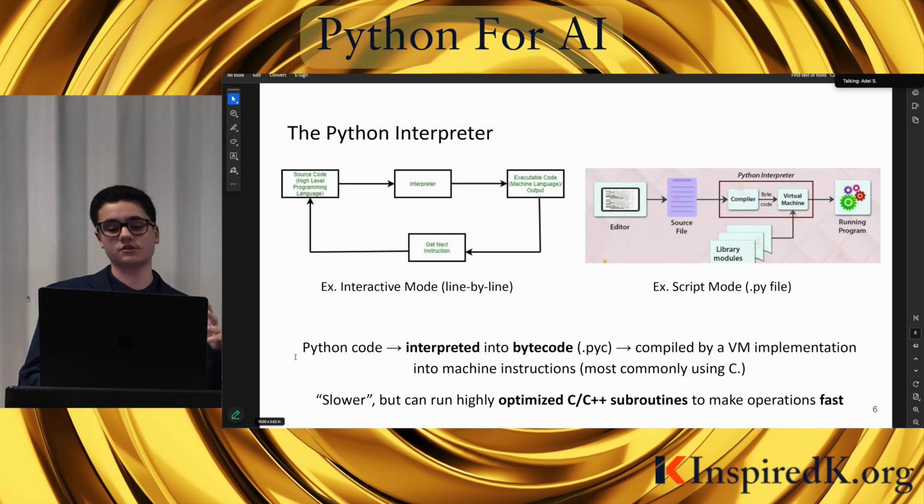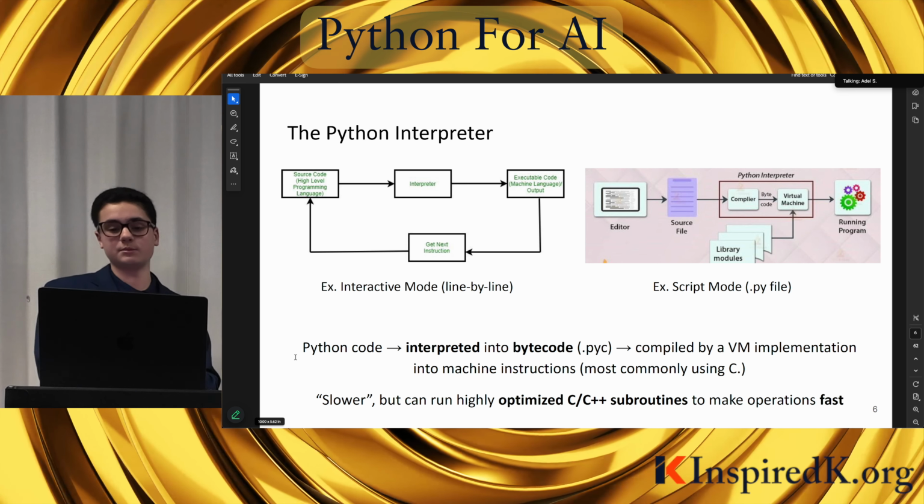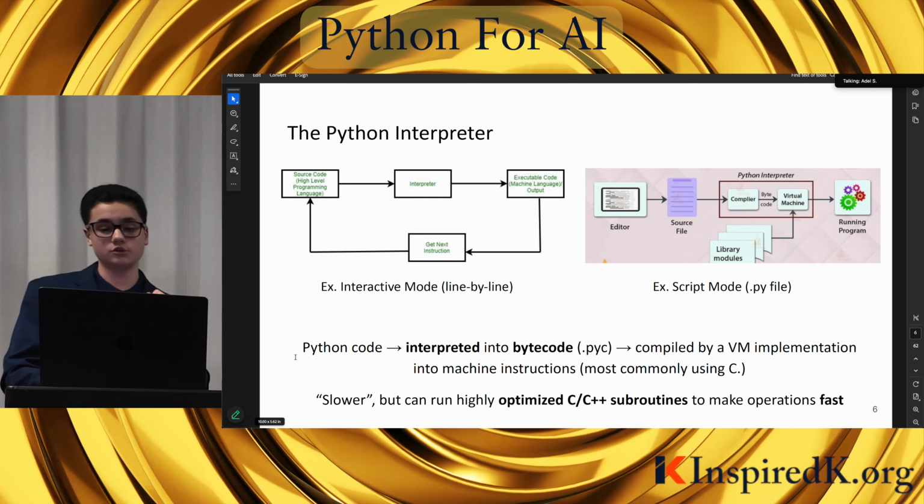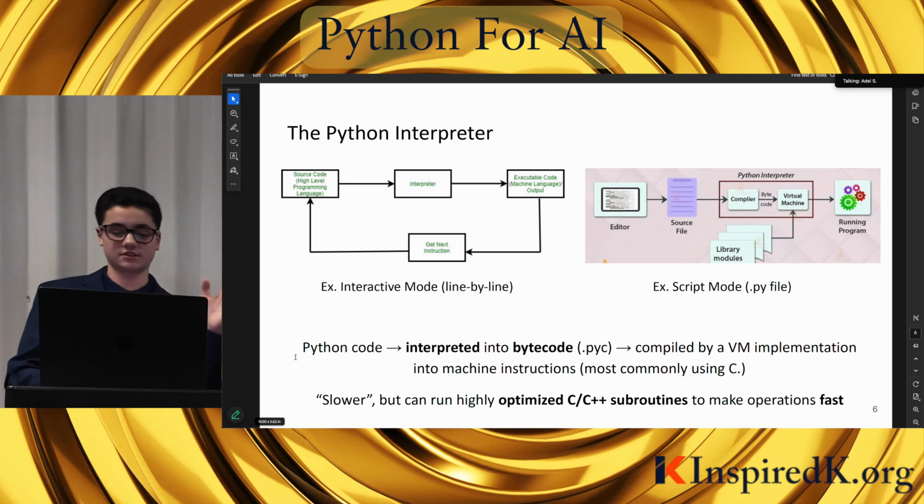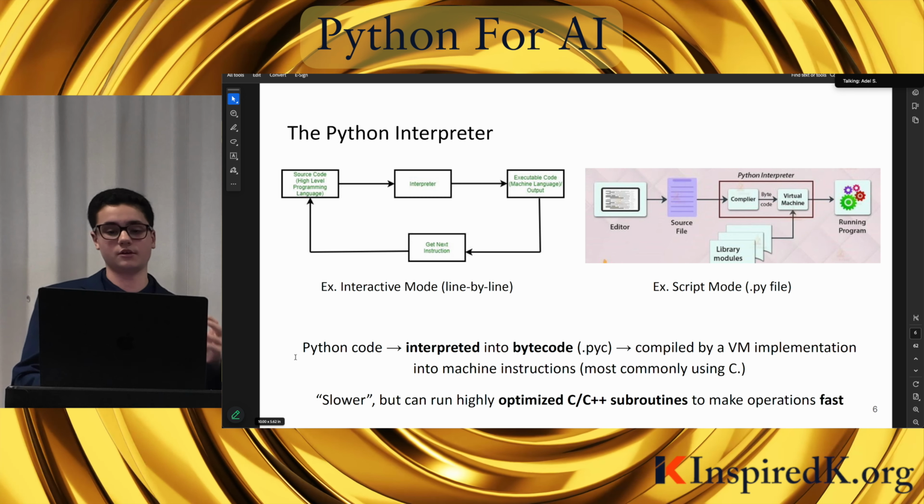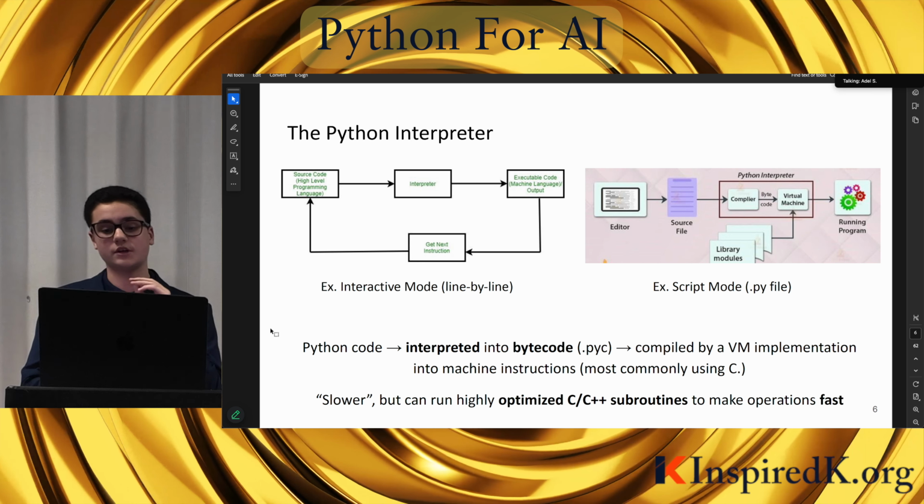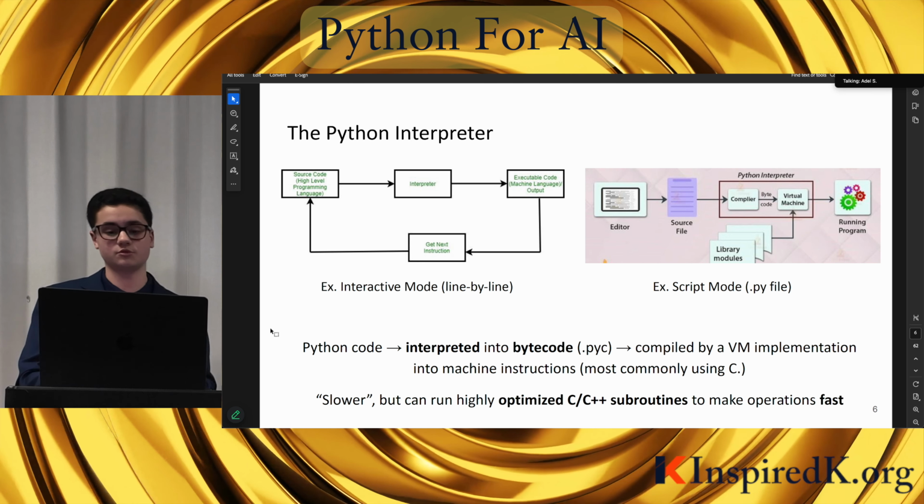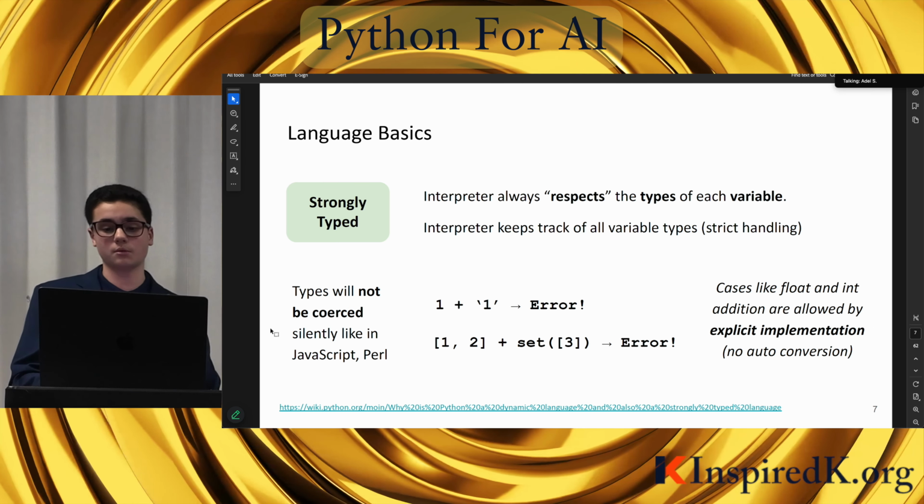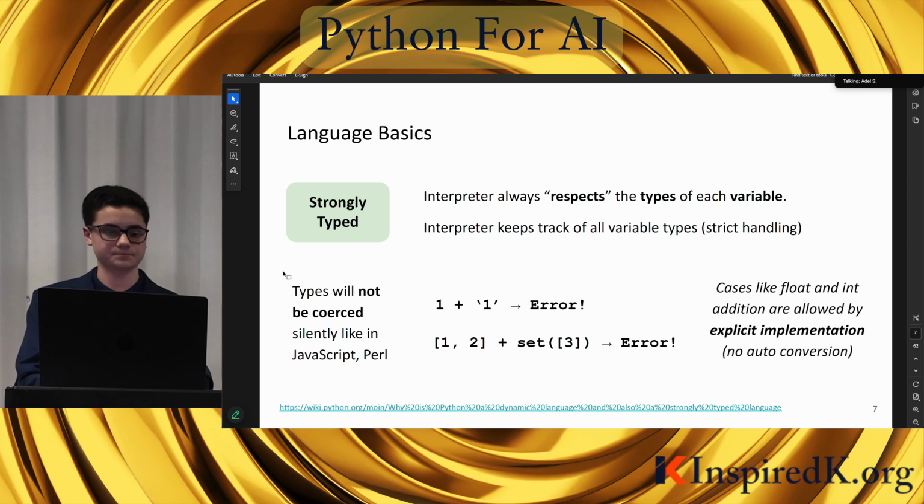Since Python is so similar to English, it can sometimes be slower to run. However, you can use different optimized C routines inside of Python to make operations fast. In fact, NumPy's popularity as a library in deep learning is because it is written in C, which allows it to perform much faster operations.